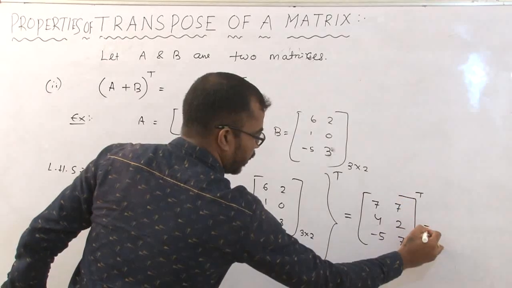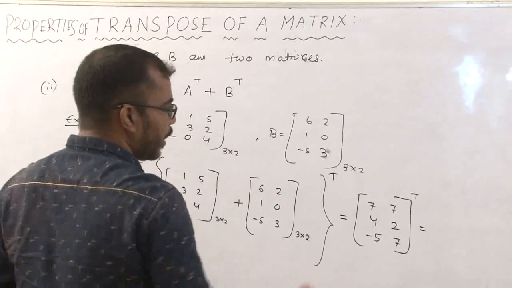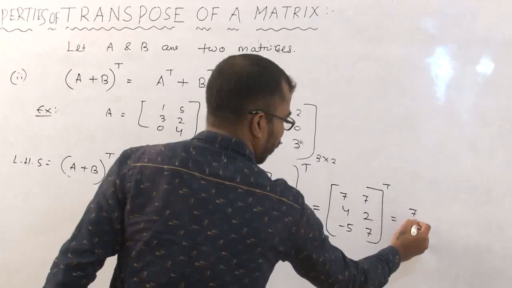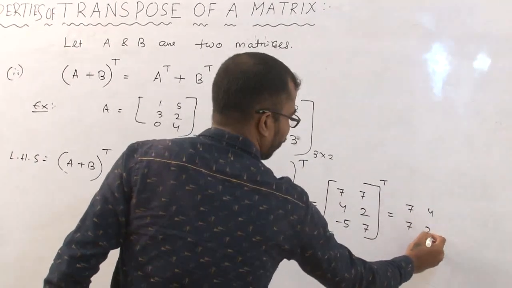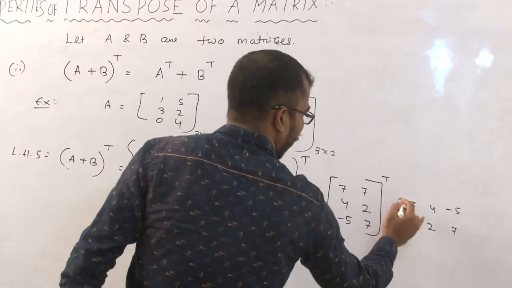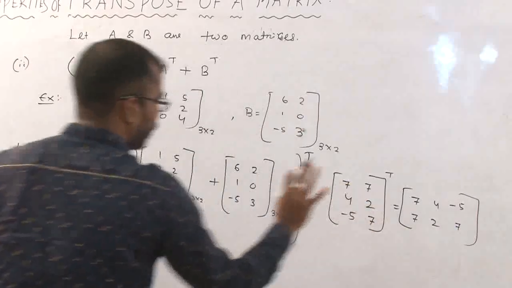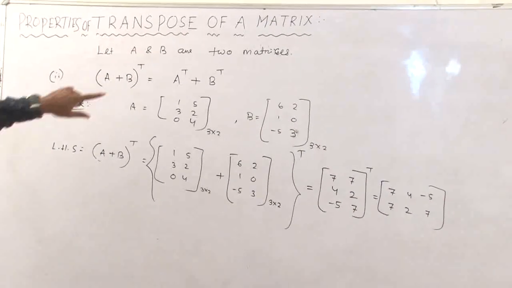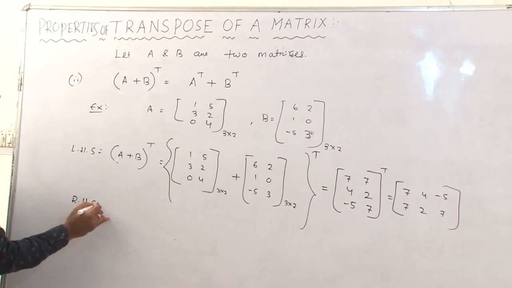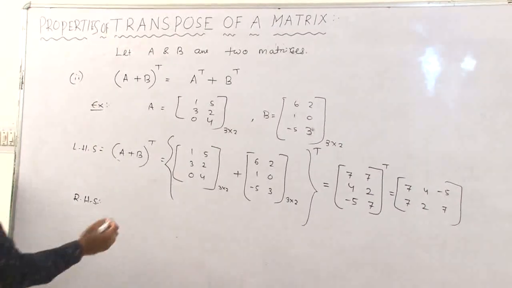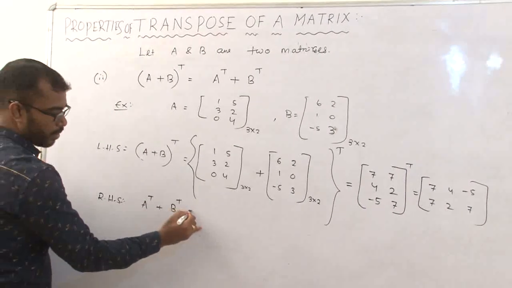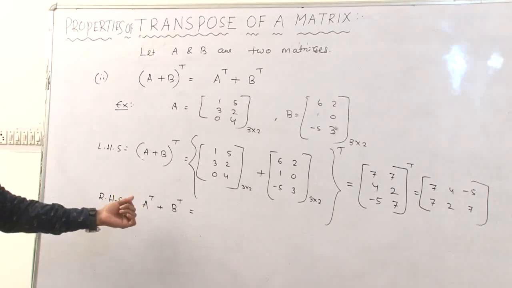Now the transpose. If we transpose it, the first row becomes the first column, 7, 7. The second row becomes the second column, and the third row becomes the third column. And that is the value of the left hand side. Now we take the right hand side, which is transpose of A plus transpose of B, and then add them.